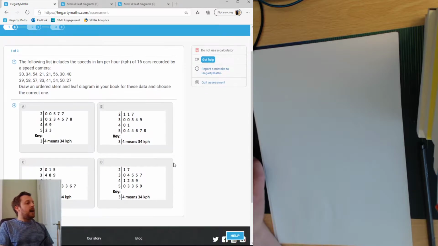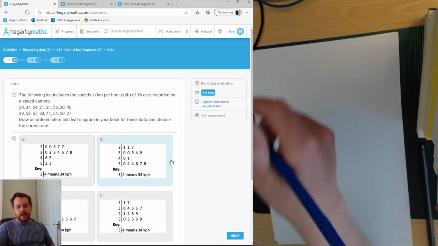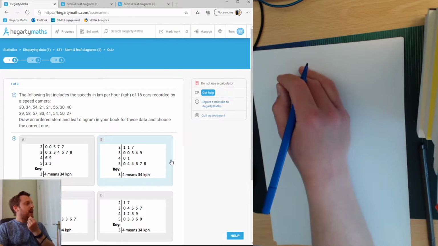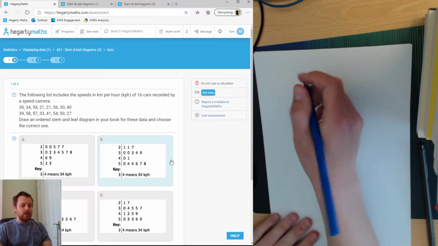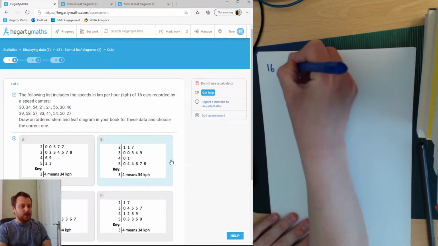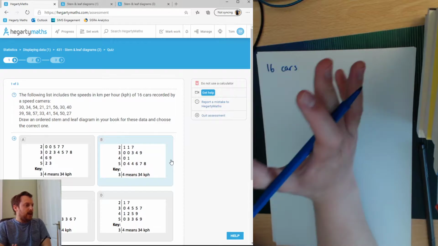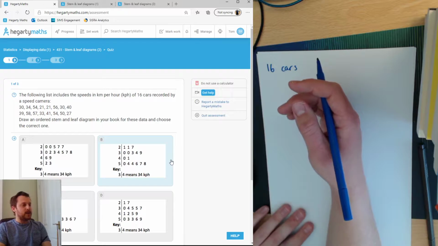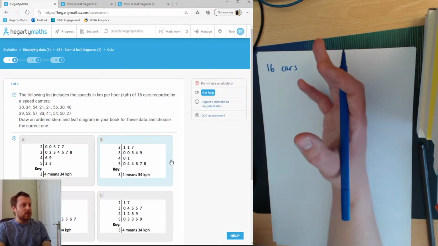So let's first read the question and write down some stuff. Someone's collected some data, and they've recorded the speeds of 16 cars through the use of a speed camera. These 16 cars were doing a range of speeds past this speed camera. So this is just data we've collected. What sort of things could we do? Well, we could make a chart. We could work out the mean. We can do all that kind of thing.